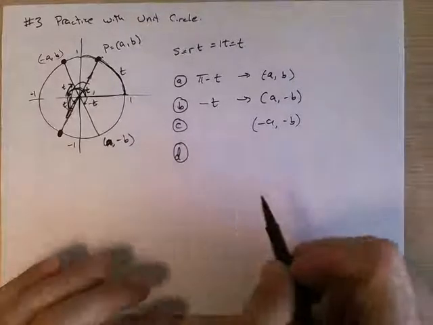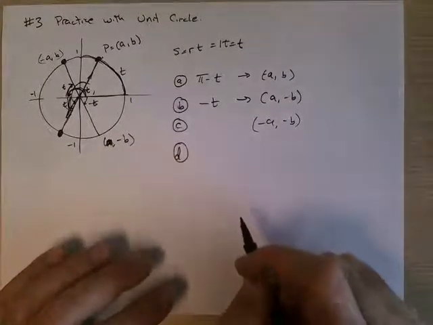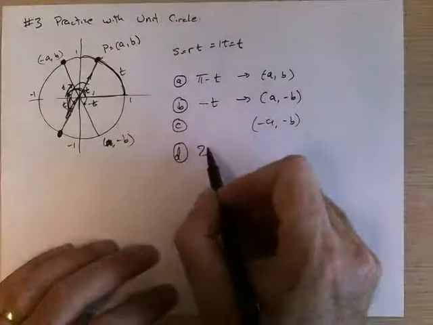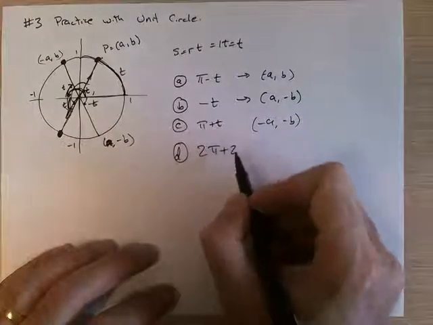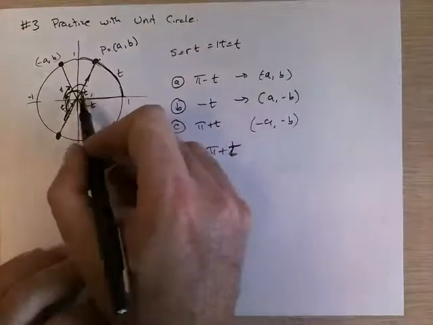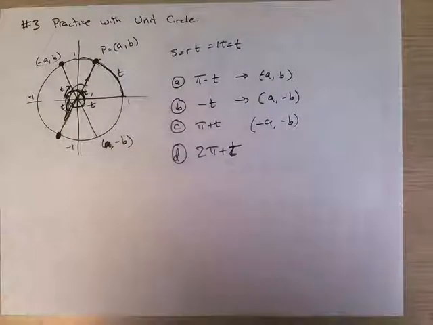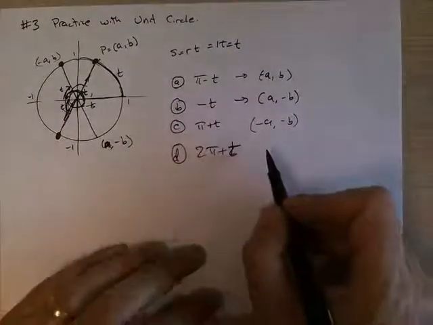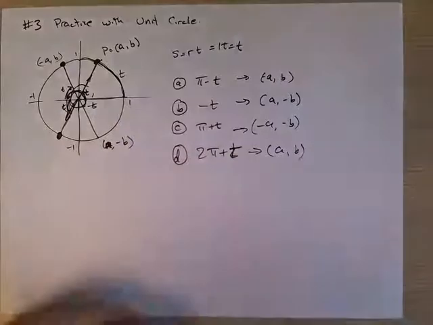What does D ask for? The terminal point determined by 2 pi plus t. Sorry, this was pi plus t, and this is 2 pi plus t. Well, 2 pi is all the way around once, and if you add t, well, heck, you're in the same place as you started from. So, okay, well, then we ended up at (a, b).